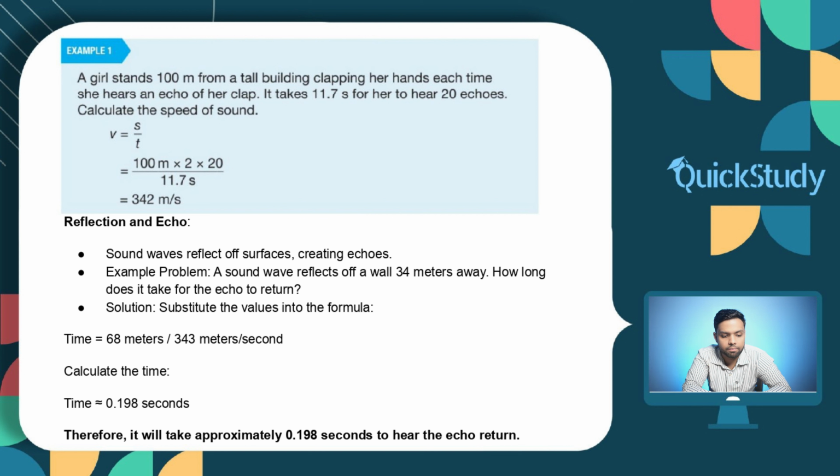S divided by V. So time equal to 68 meters divided by 343 meters per second, as the speed of sound in air is 343. So the time would be 0.198. We have to remember while working with sound, we will always take the speed of sound as 330, or if it's given in the question, that's a different thing.